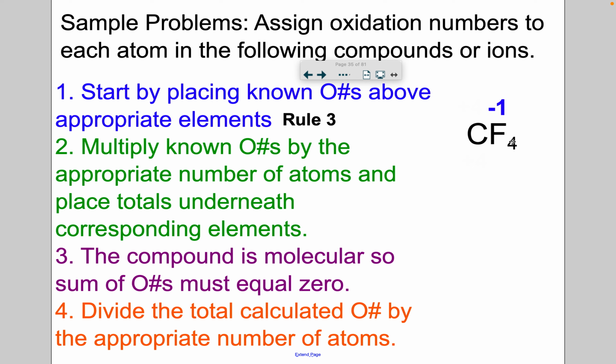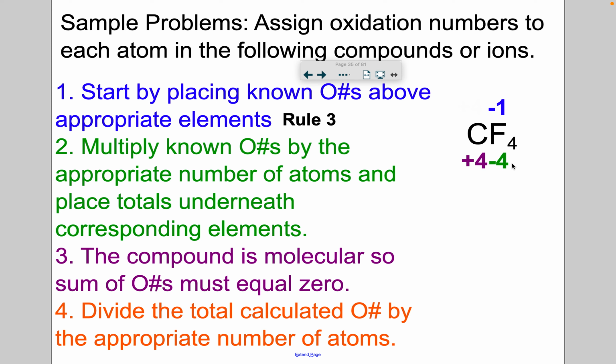But I have 4 fluorines, so -1 times 4 is -4. So your second step is multiply the known oxidation numbers by the appropriate number of atoms and place the totals underneath the corresponding elements. Third step, the compound is molecular, so the sum of the oxidation numbers must equal 0. So if fluorine is -4, this half is -4, well, that means that this half has to equal +4, so it can cancel out to 0.